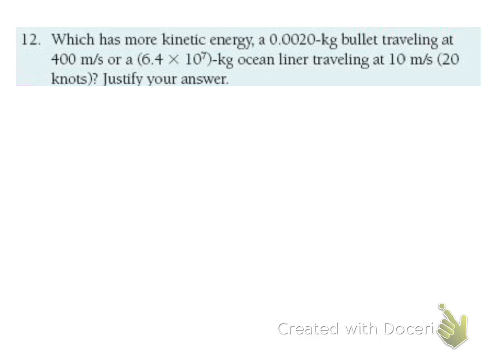And this is where you're going to want to remember scientific notation. If you don't want to mess with scientific notation, you can unpack this number. That would be 6.4, and we're going to move it 7 places that way. 1, 2, 3, 4, 5, 6, 7. That's my new decimal, and fill in zeros. So if you want to put that in your calculator, you can, or do it both ways if you want. That is the mass of the ocean liner, and the velocity of the ocean liner is also given.